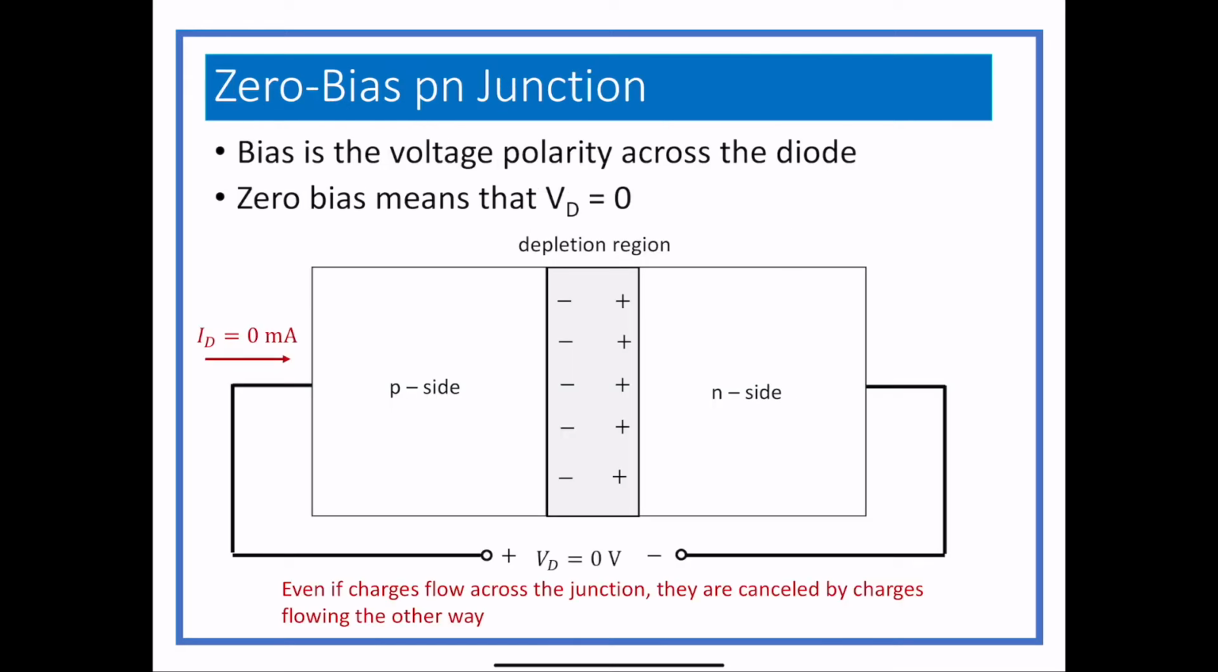A zero bias PN junction, which is just a diode sitting on a table, not connected to anything, has no voltage across it. It has no current going through it, obviously. There may be charges drifting back and forth across that depletion region because there is still stuff going on, but it's not going to do anything. It just sits there. It has a depletion region, there is no voltage, and that's not very interesting.